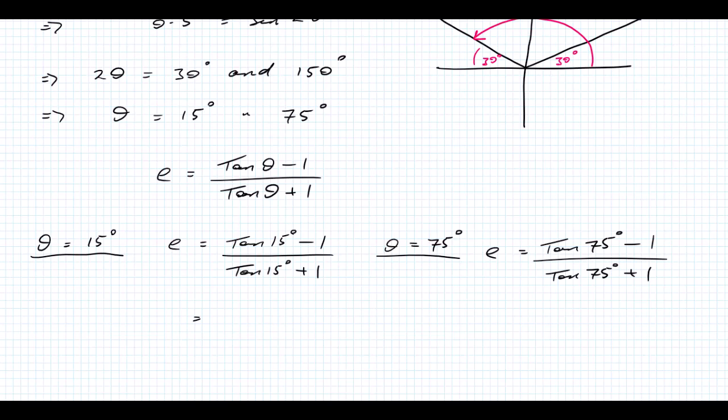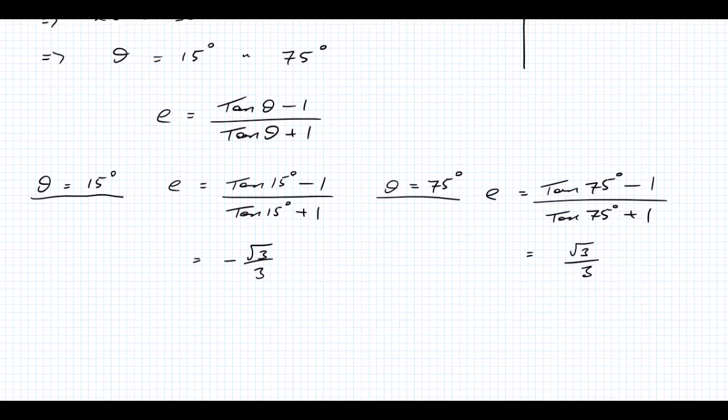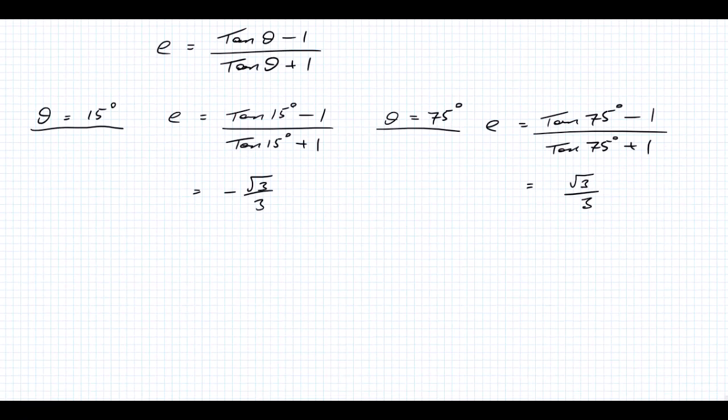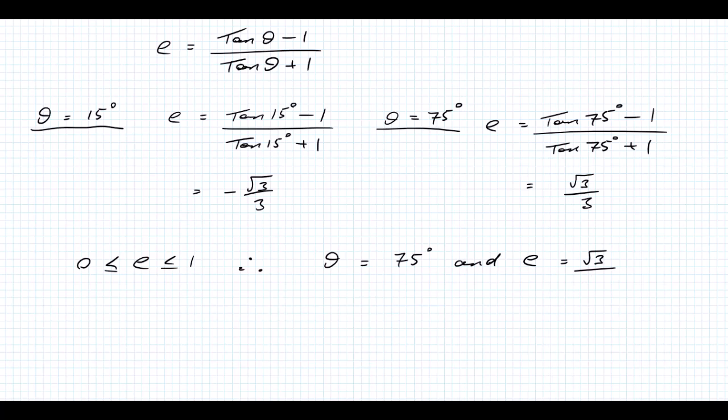On this side we'll end up with minus root 3 over 3. On this side we'll end up with root 3 over 3. So there are two e values. However, we know from the question that e has to be between 0 and 1. So e is greater than or equal to 0, less than or equal to 1. Therefore, theta has to be 75 degrees and e is equal to root 3 over 3. So we reject this side, if you like. Okay, so that's it for this question.